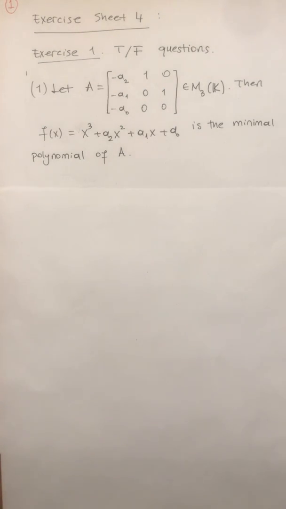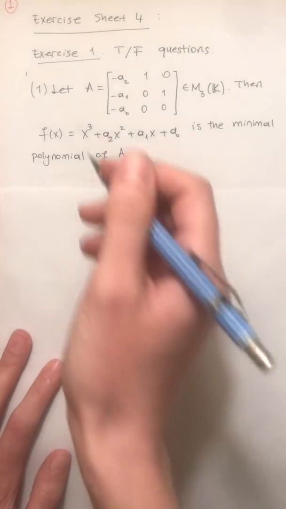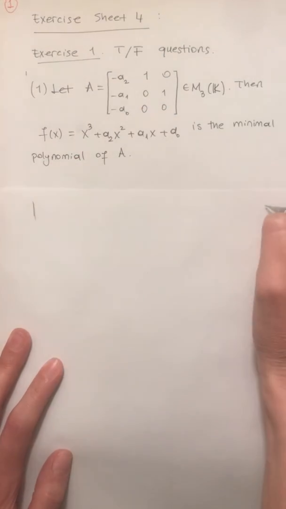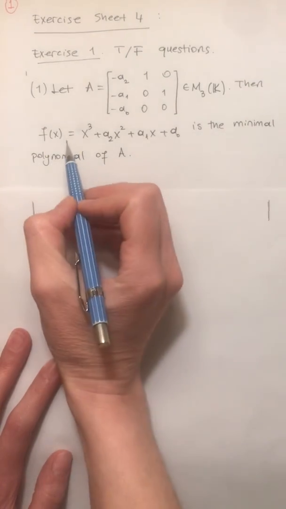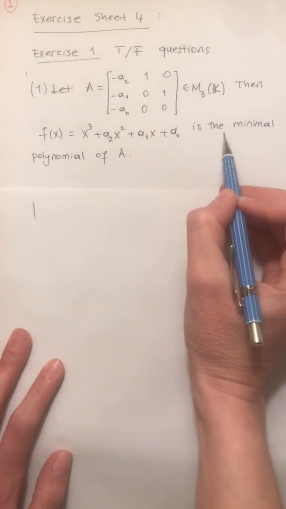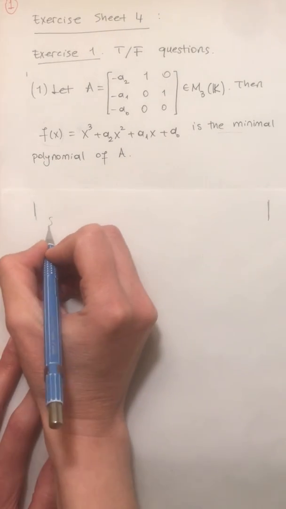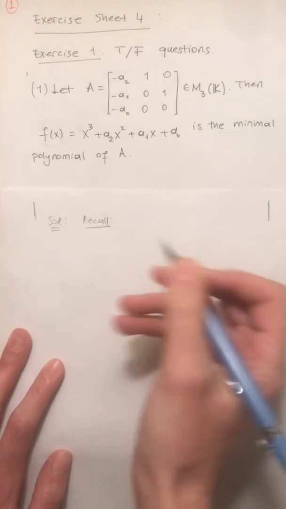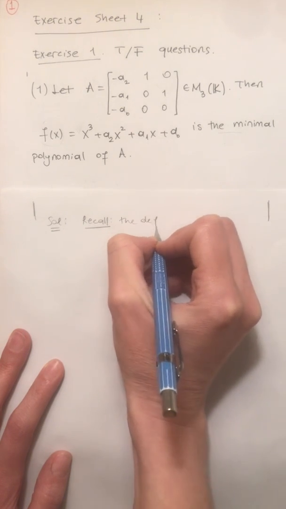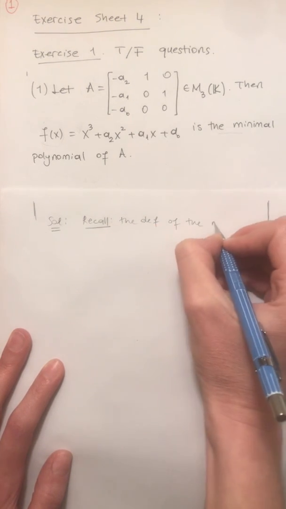So okay, in this week's homework questions, in the first exercise, we are given 7 statements and we want to decide if they are true or false. And in the first statement, we have a matrix which seems a kind of special matrix, and it is claimed that f of x is the minimal polynomial. So to decide it, we recall the definition of the minimal polynomial.